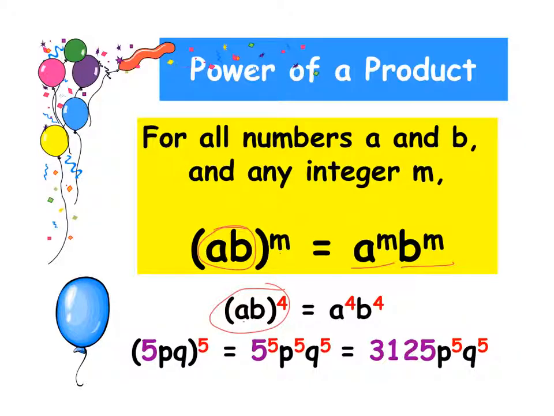If I raise ab to the 4th, that means I'm going to raise a to the 4th and b to the 4th. And the same thing happens if I have a coefficient inside here. I have 5pq to the 5th, so I'm going to distribute that 5th, and I'm going to do 5 to the 5th, p to the 5th, q to the 5th. 5 to the 5th is 3,125, and then I have p to the 5th, q to the 5th.